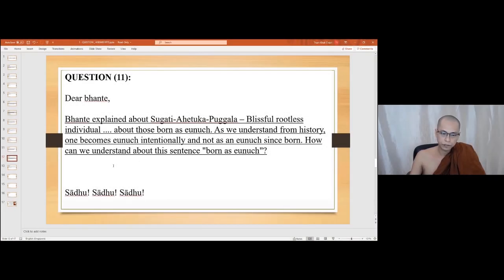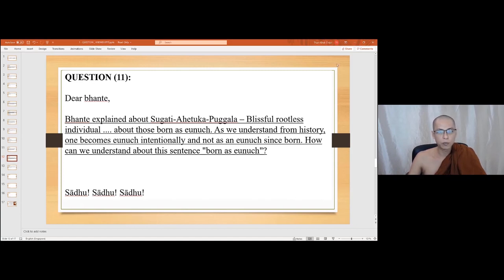Can you explain about Sugati Ahituka Pugala, the blissful, rootless individual, about those born as eunuch? As we understand from history, one becomes a eunuch intentionally and not as a eunuch since birth. How can we understand this sentence, born as eunuch? Yeah, as I said, if the eunuch nature was carried from, was produced by the kamma, it is considered as a sugati ahituka. During the lifetime, sometimes by effort or medical treatment, one changed to that condition, but that change is not considered as that.